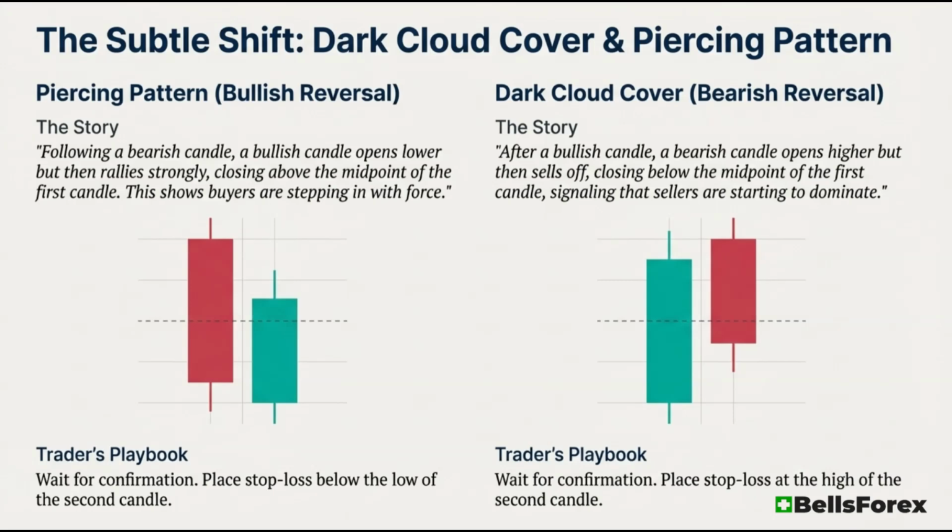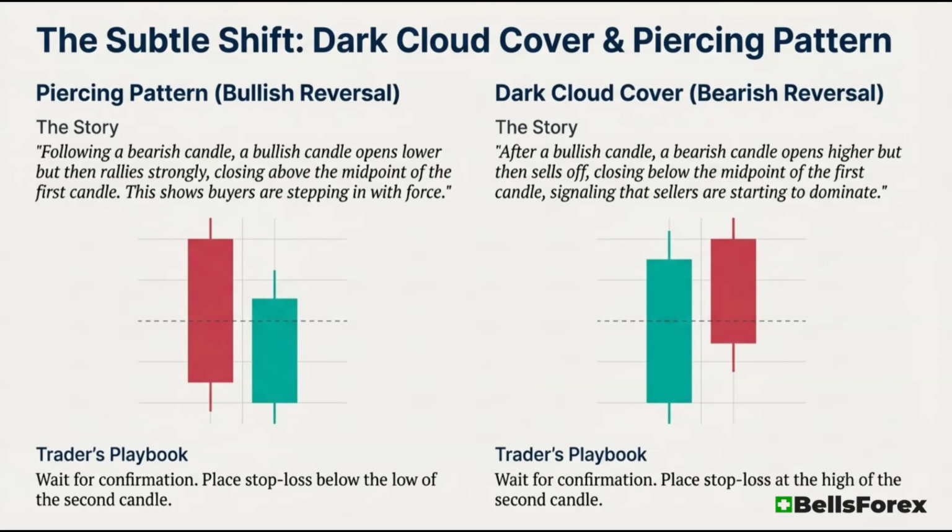That's a serious warning. And the piercing pattern is the bullish reversal mirror. You start with a bearish candle. The next candle opens below the previous close, maybe even gapping down, signaling fear. But then buyers step in powerfully, pushing the price up, and the bullish candle closes above the midpoint of that first bearish candle. It's the market basically saying, we recovered all those losses, and then some. That penetration above the 50% line demonstrates a serious shift toward bullish control.